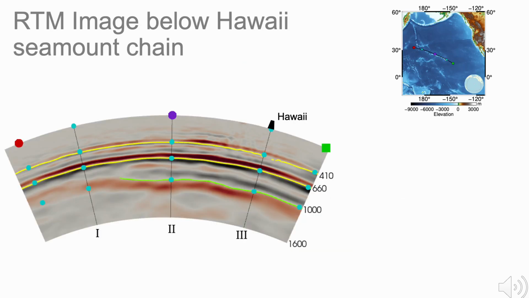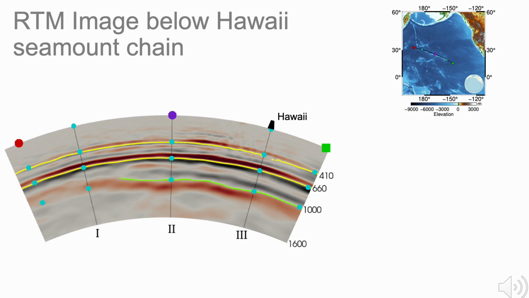Here we show the reverse time migration image of mantle discontinuities along the Hawaii seamount chain. We imaged the known mantle transition zone discontinuities marked by the yellow lines, and we observed a depressed contrast for the 410 discontinuity near the main island, and we imaged the 660 discontinuity with very high quality. But we also observed a local structure at around 1,000 km depth.